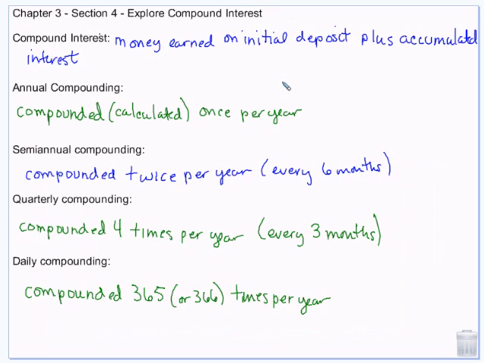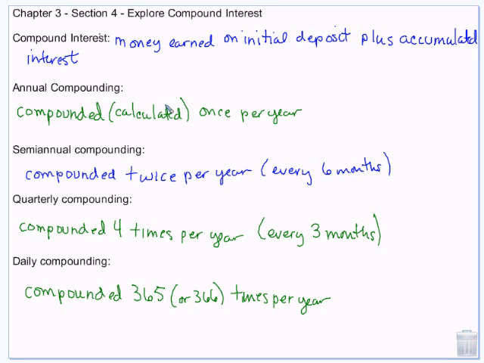Okay, so when you have compounded interest, what happens is the money that you're earning is on that initial deposit plus any interest that you've accumulated. So if, let's say, I deposited $100 and I earned $5 in a month and it was monthly compounding, at the end of the first month I'd have $105. At the end of the second month, my interest would be based on $105, not just the 100 that I initially put in, like with simple interest.